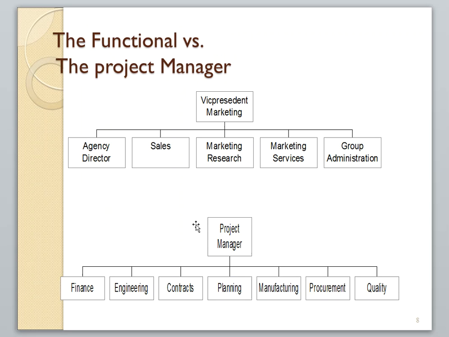Here is another picture that shows us another aspect of the difference. We will find functional managers in a classical organizational structure working in sub areas that are related to his or her main specialization, while a project manager manages very distinct and different areas. Here we have finance and engineering, contracts and planning, while here we have things that are related to marketing, sales, marketing research, marketing services. So that picture tells about how specialized functional managers are, and how generalized project managers are.